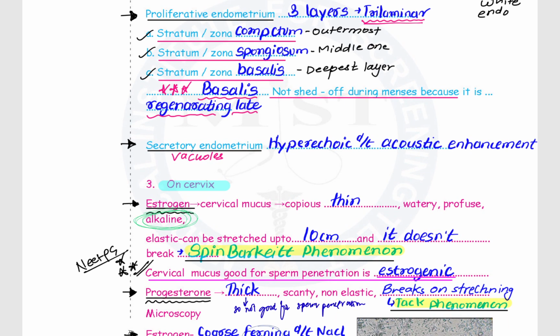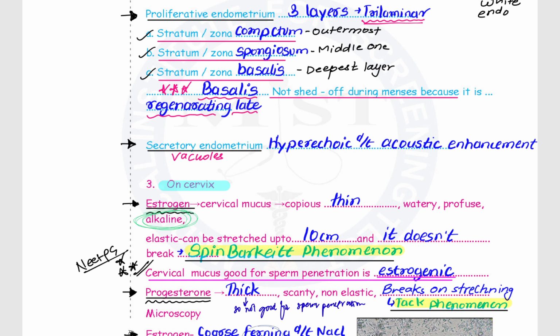Now, action on cervix. Estrogen causes cervical mucus to become thin, watery, profuse, and alkaline. It can become elastic, which can be stretched up to 10 centimeters and does not break because it is elastic. Elastic does not break no matter how much you stretch. This is known as Spinnbarkeit phenomenon. Spinnbarkeit phenomenon is when you can stretch the cervical mucus up to 10 centimeters and it doesn't break. This is the action of estrogen, and it is alkaline.